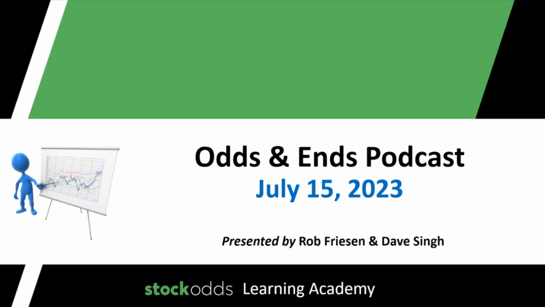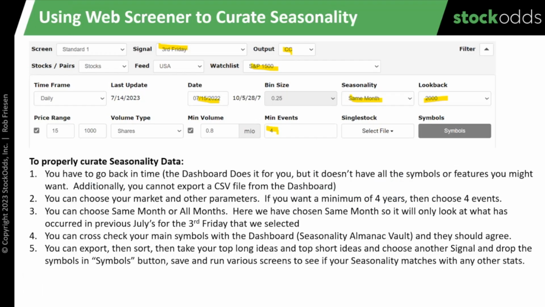So, all right, let's get started here. It's Saturday, July 15th, and you brought up a good point earlier, and I put this into the slide thing, and you were saying that people probably don't know how to curate seasonality properly. So I just wanted to take a few minutes and go over this. I've highlighted what the screener should look like.